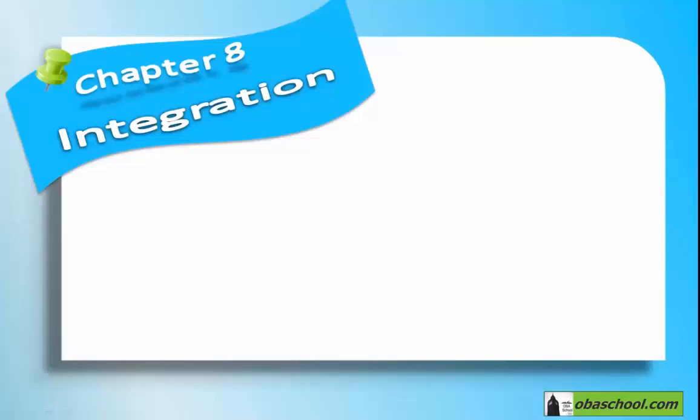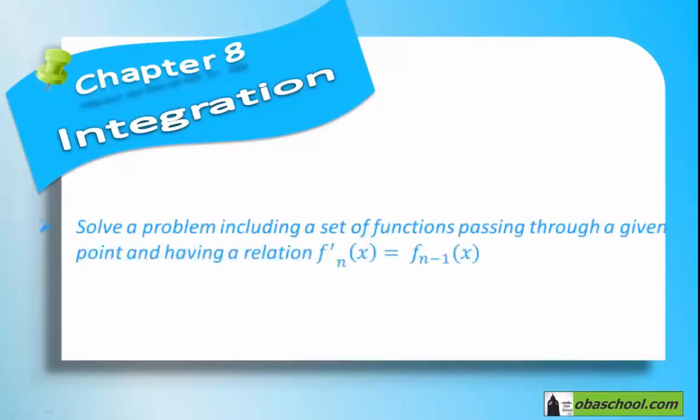In the second tutorial of section 8.5, we are going to solve a problem including a set of functions passing through a given point and having a relation f prime n of x equal to f n minus 1 of x. Then we have a set of functions with a relation and passing through a given point. We are asked to solve such a problem.